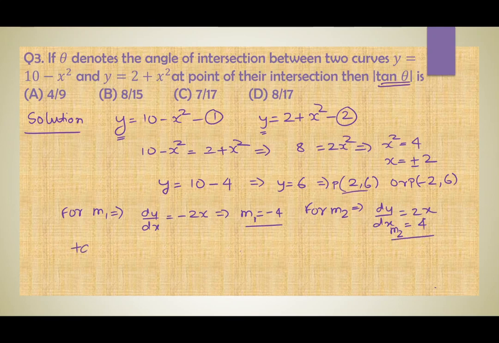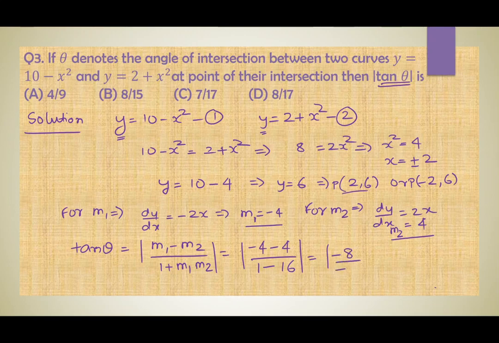So you can obtain tan theta. What is tan theta? Tan theta is equal to mod of (M1 minus M2) upon (1 plus M1 M2). What is M1? M1 is minus 4. M2 is 4, upon 1 minus 4 into 4, which will be 16. So one is positive, the other is negative. That's why you'll get it in this form. This is minus 8 upon minus 15. So your final answer comes out to be 8 by 15. And this is the correct answer.